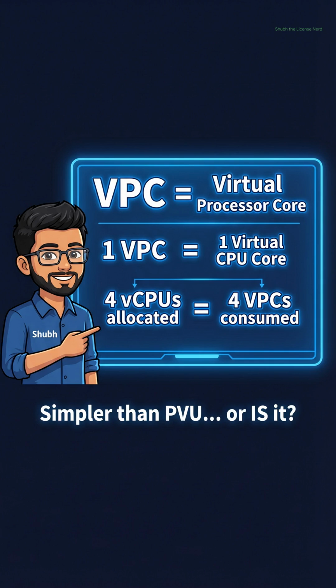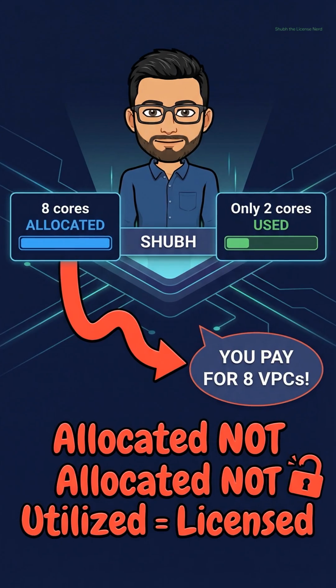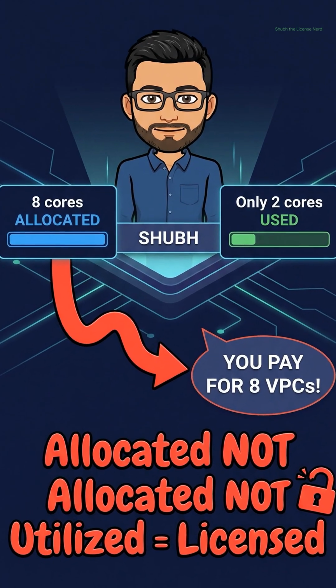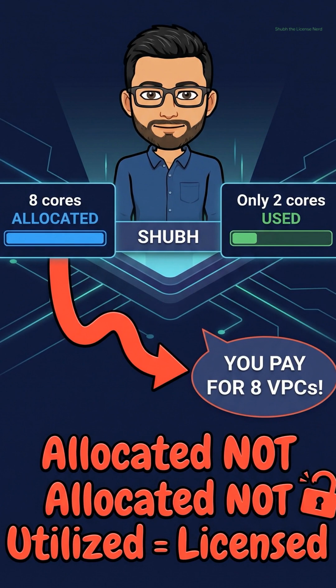Let's talk about the VPC metric. VPC stands for Virtual Processor Core. Unlike PVU, which uses a complex weighting table based on processor architecture, VPC is supposedly simpler. One VPC equals one virtual CPU core allocated to IBM software in a containerized environment. 4 vCPUs allocated means 4 VPCs consumed.